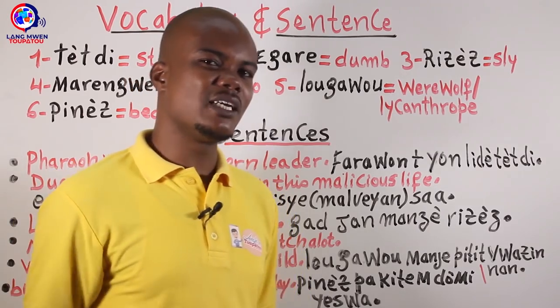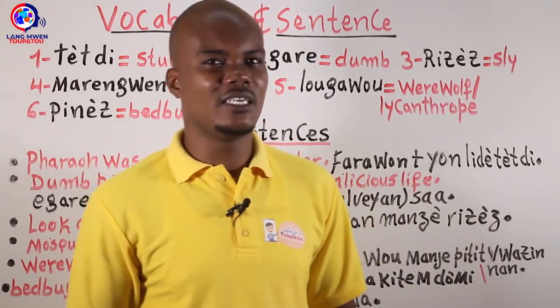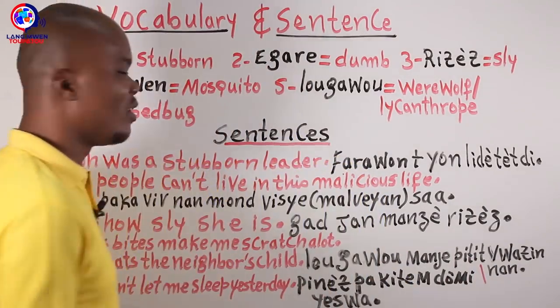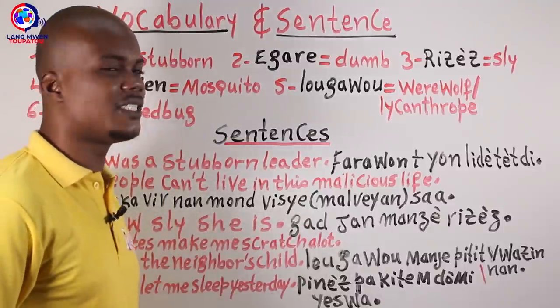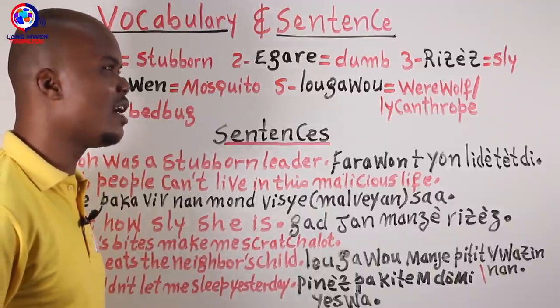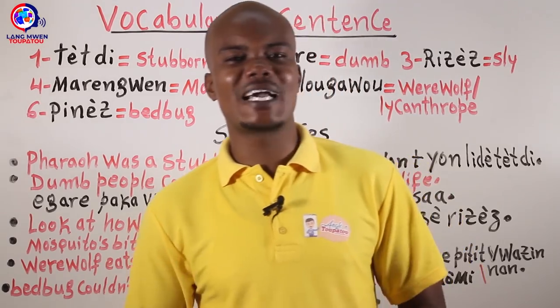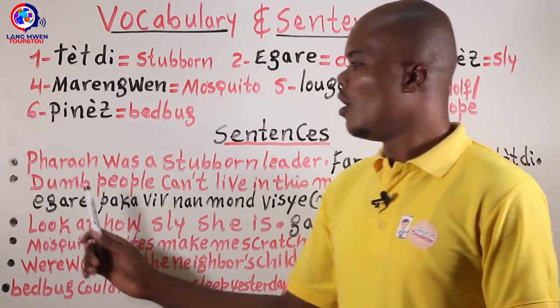Donc monde là son monde vicié. Dumb people can't live in this malicious life. I can say good people can't live in this malicious life. Bon moun pa ka vive nan moun vicieux, nan moun malveillant sa. If I say that. Okay.